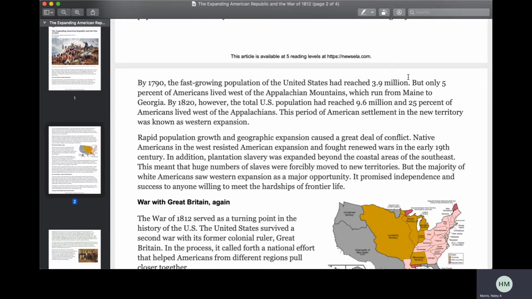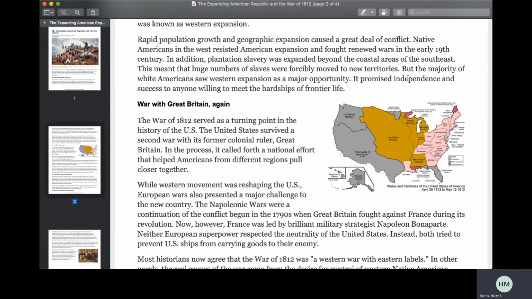By 1820, however, the total U.S. population had reached 9.6 million and 25% of Americans lived west of the Appalachians. This period of American settlement in the new territory was known as Western expansion. Rapid population growth and geographic expansion caused a great deal of conflict. Native Americans in the West resisted American expansion and fought renewed wars in the early 19th century.